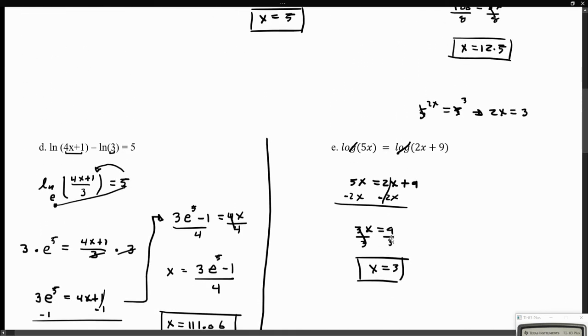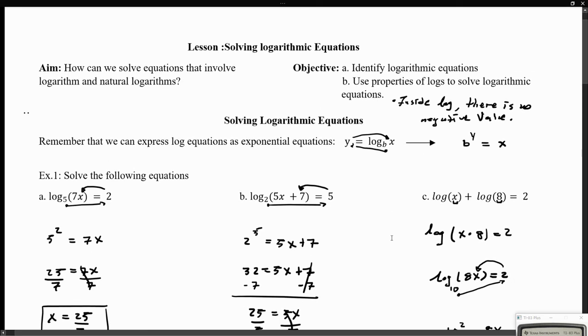And with this, it concludes our lesson for solving logarithmic equations.